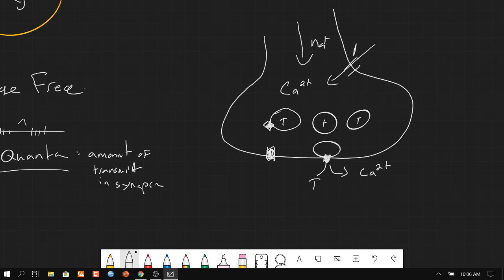As it detaches, it's called reuptake. It allows the transmitter to get sucked back up. So far, so good. The transmitter gets pushed out, and then when the calcium releases, the vesicle re-expands, and some of the transmitters suck back up in there. So this reuptake is actually important.